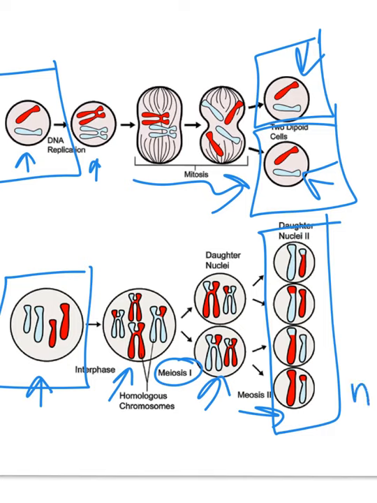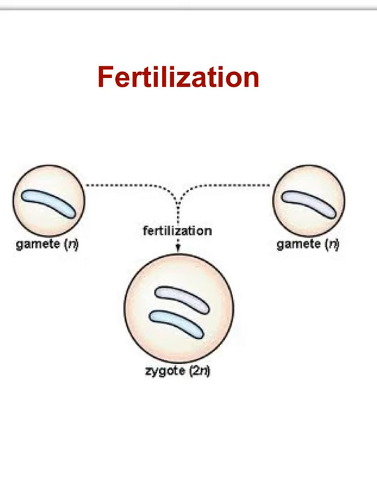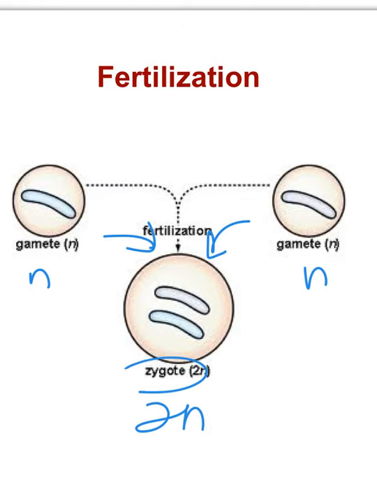This is N. This has half the chromosomes. This is 2N, the diploid number. 2N, 2N. And then fertilization, right? One gamete, that's N. Another gamete, that's N. Now 2N. Now you're a zygote.